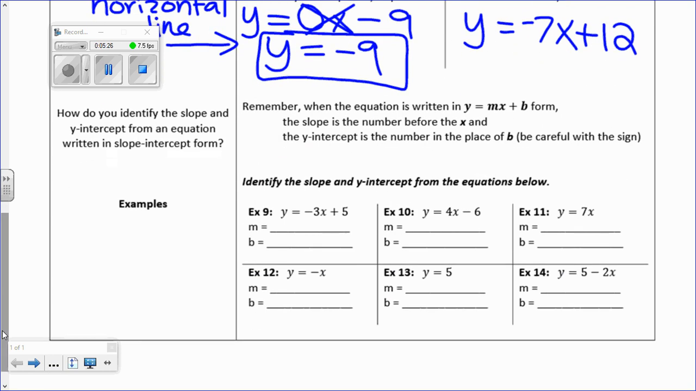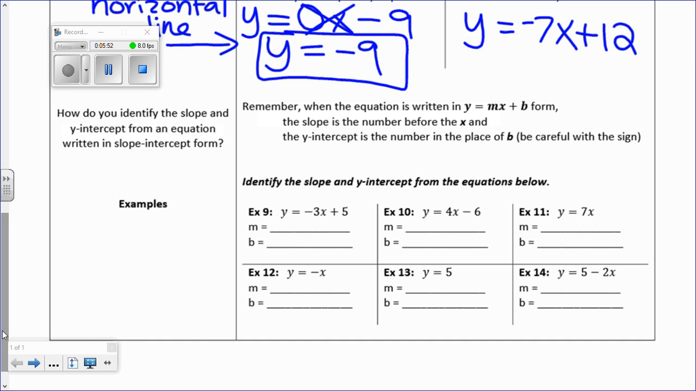Now we kind of want to see, can we go the other way? So how do you identify the slope and y-intercept from an equation when it's written in slope-intercept form? So if it's written in the form y equals mx plus b, remember the slope is the number before the x, but it does not include the x. It's just the number in front of the x. And the y-intercept is the number in the place of b. And so be careful when you're trying to determine the sign.